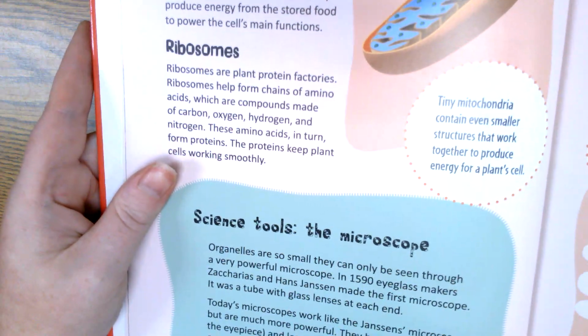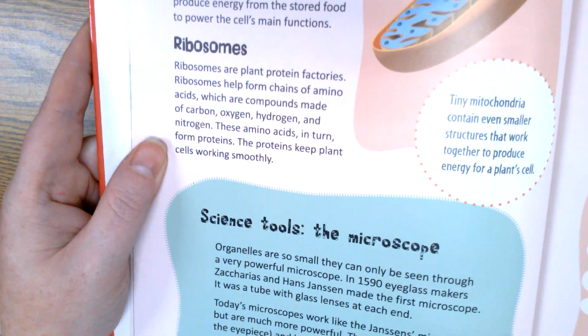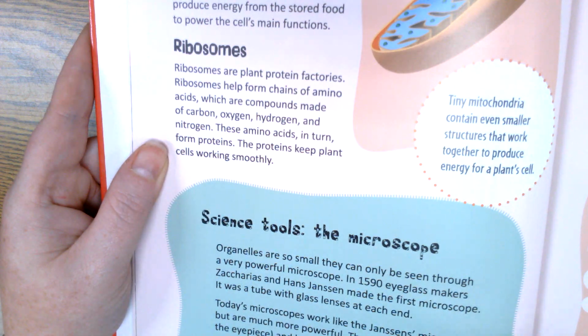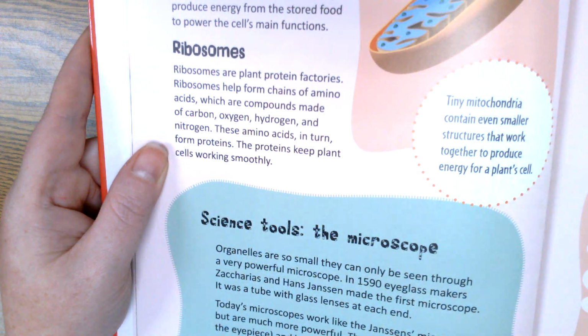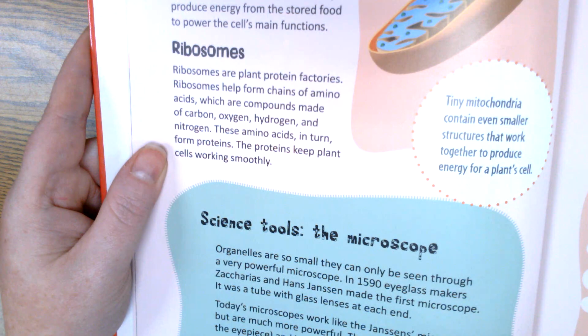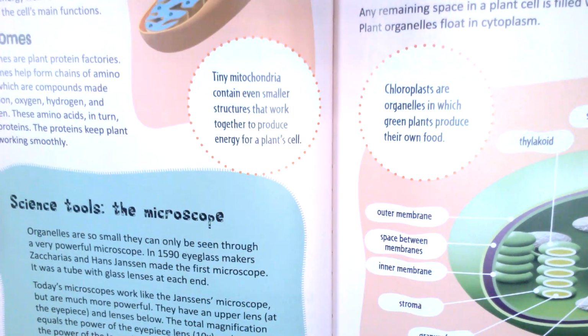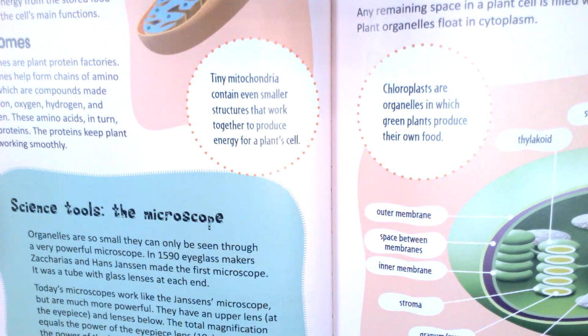Ribosomes. Ribosomes are plant protein factories. Ribosomes help form chains of amino acids, which are compounds made of carbon, oxygen, hydrogen, and nitrogen. These amino acids in turn form proteins. The proteins keep plant cells working smoothly. Tiny mitochondria contain even smaller structures that work together to produce energy for a plant's cell.